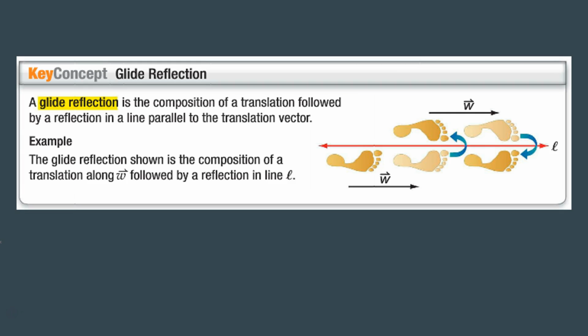Alright, let's go over what a glide reflection is. A glide reflection is the composition of a translation followed by a reflection in a line parallel to the translation vector. So, our example here says we have a glide reflection shown is the composition of the translation along the vector W here, followed by a reflection on line L. So here's our reflection line, and it reflects about here, but here's the vector length.